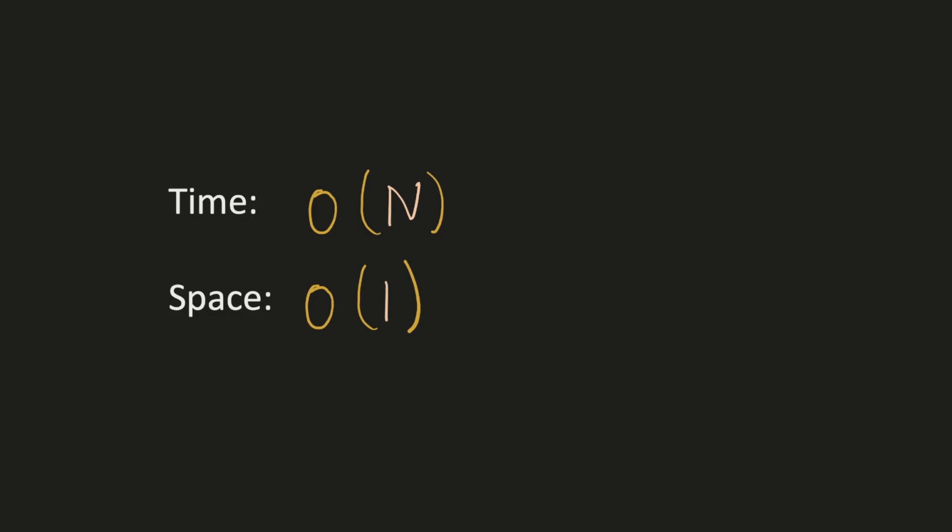The time complexity of this would be O of n because we only have to go through the characters once. And the space complexity would be constant because we just have to maintain the count of ones and zeros.